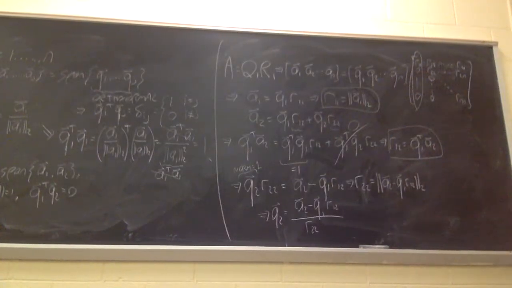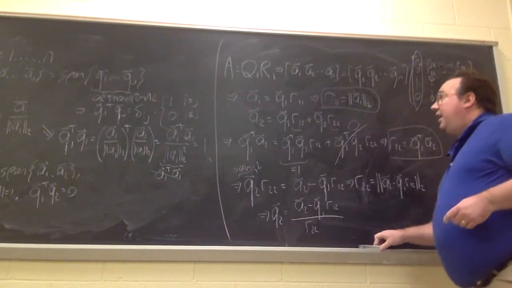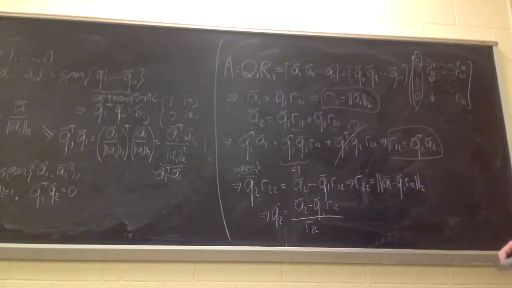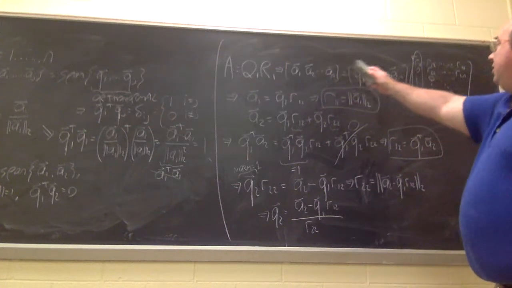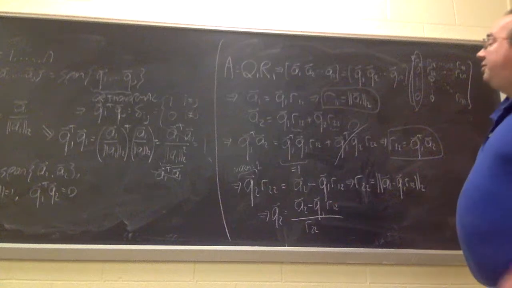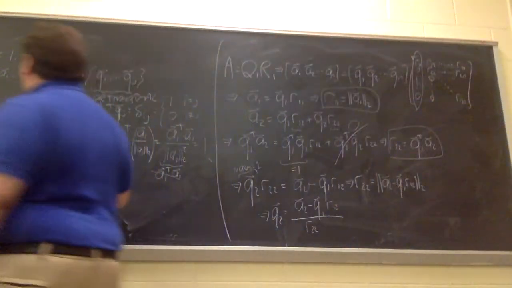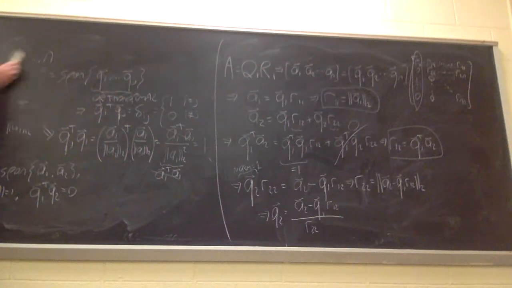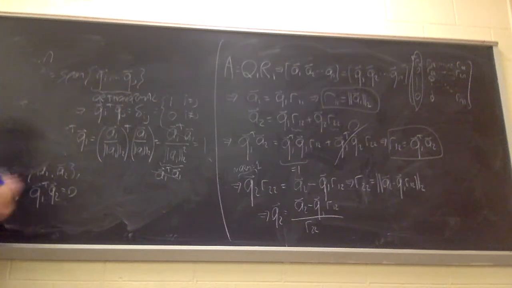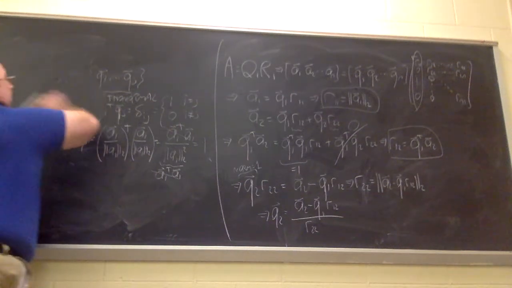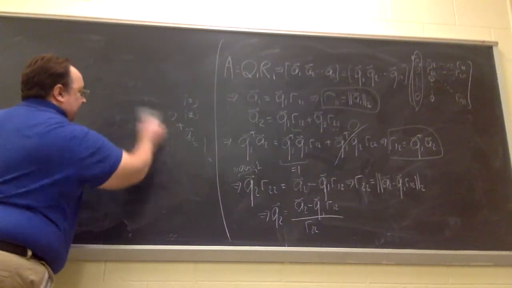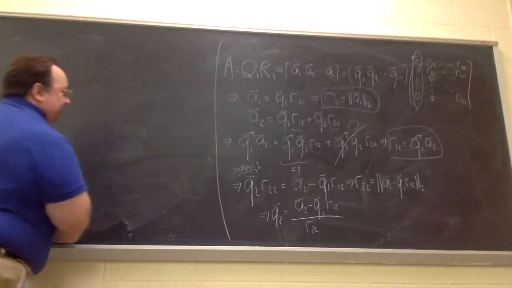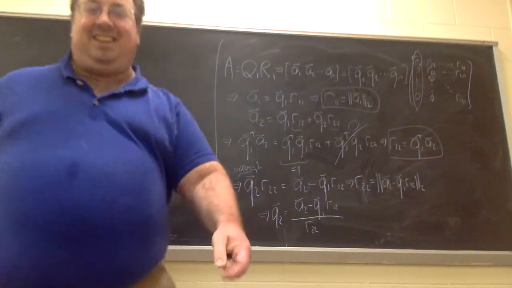So from there, I can show you the general case by taking an arbitrary column, column J, of this matrix equation. Are we all keeping our A's and Q's straight? Yes. Okay.